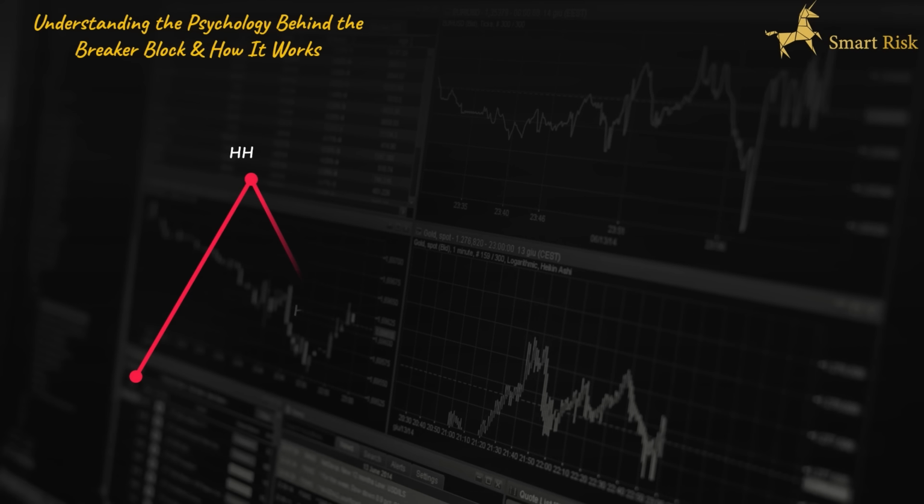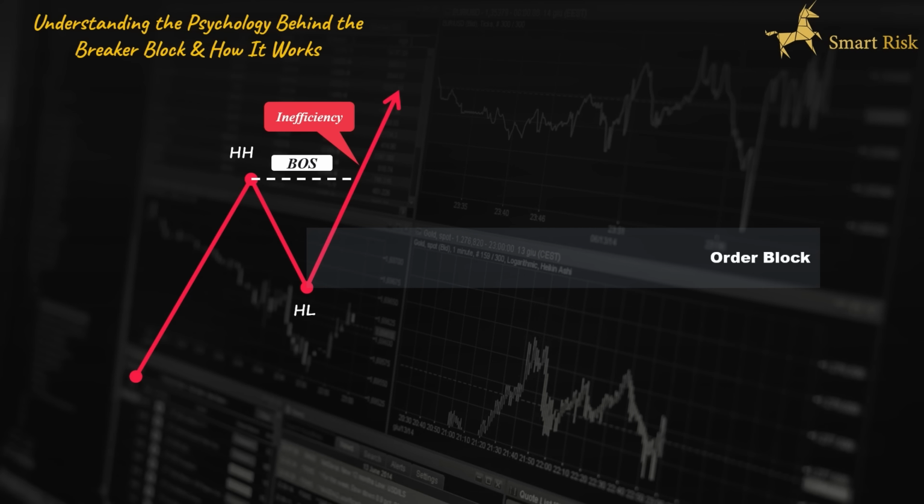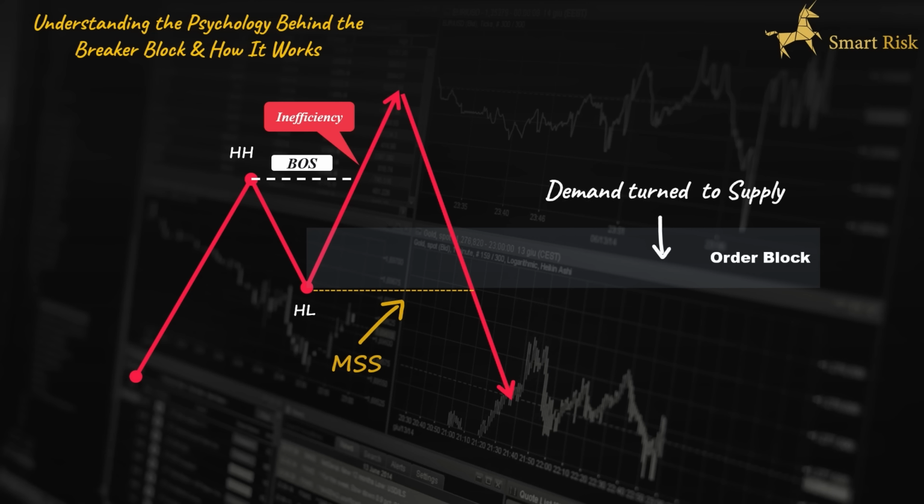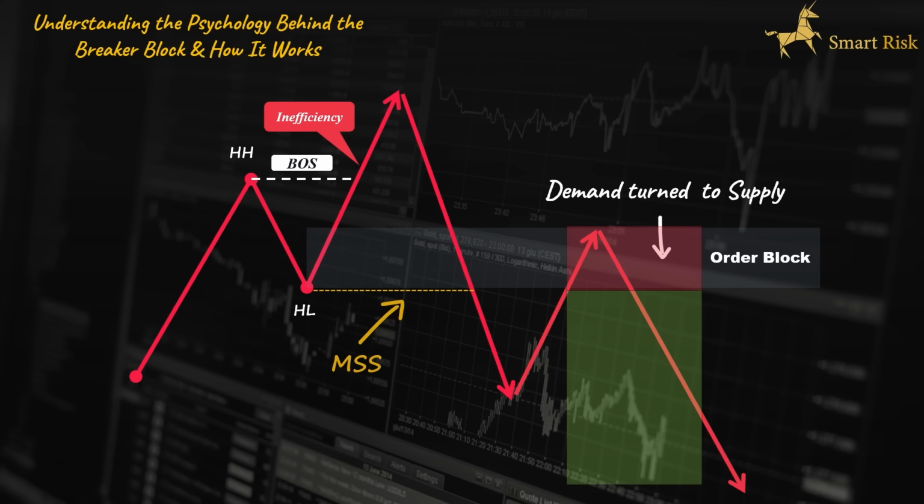Let's say we have a bullish break of structure above the last high with inefficiency. This move provides a valid order block associated with the recent break of structure, offering an opportunity to go long. However, if the price makes a market structure shift by pushing and closing below the most recent low point, the directional bias changes to bearish. As a result, our demand level turns into a supply level after the price breaks the order block to the downside.